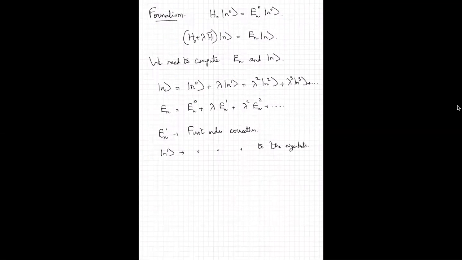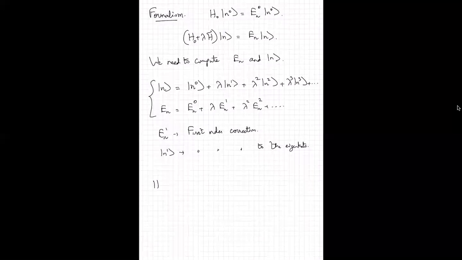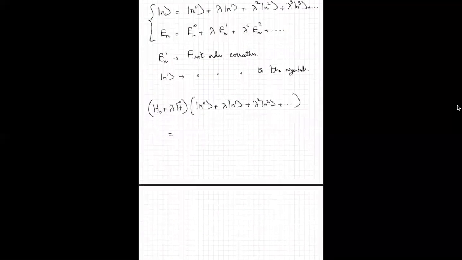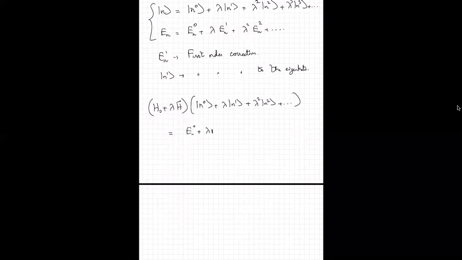So what I will do is substitute this ansatz into the full Schrodinger equation, which I've written here, and then compare the two sides term by term. What do I mean? If I write this Hamiltonian again, which is H0 plus lambda times the perturbation, acting on |n0⟩ plus lambda |n1⟩ plus lambda squared |n2⟩ and so on, it equals E_n0 plus lambda E_n1 plus lambda squared E_n2 and so on, times again |n0⟩ plus lambda |n1⟩ and so on.